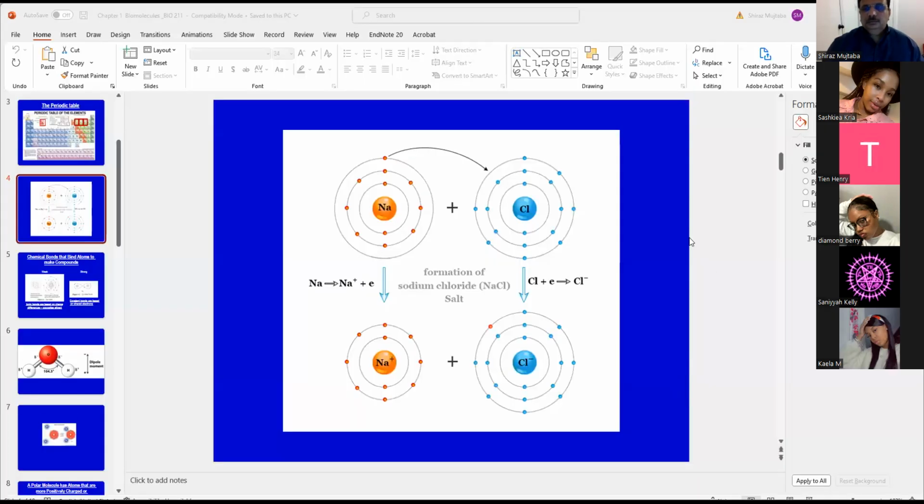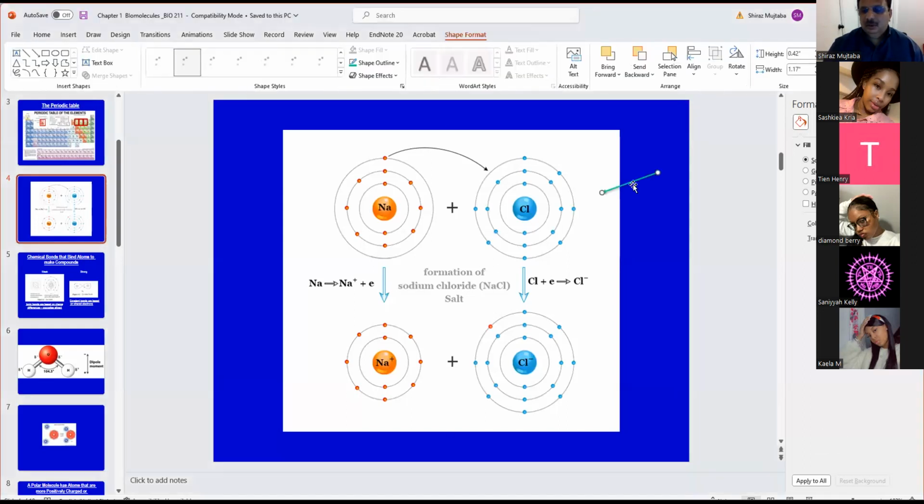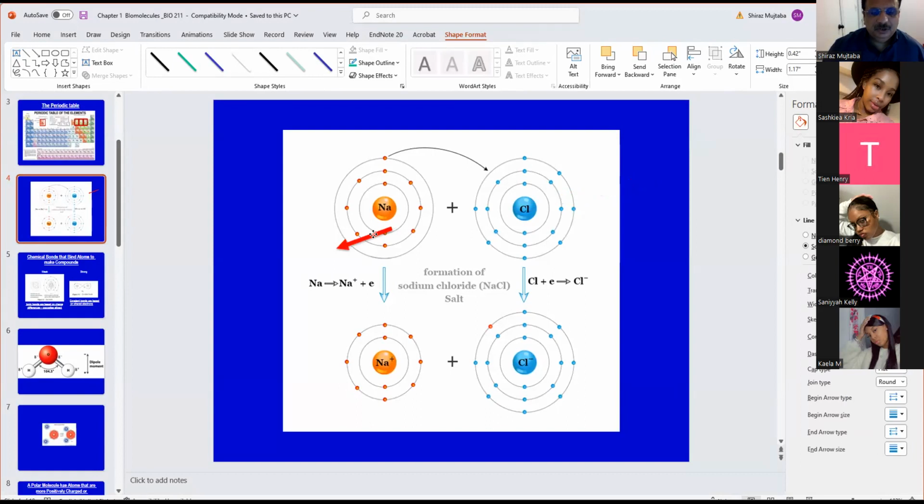So this is referred to as electronic configuration. What is presented here is referred to as electronic configuration. This is the electronic configuration of sodium, and this is the electronic configuration of the chlorine atom. So at this stage, there are 2 independent atoms.